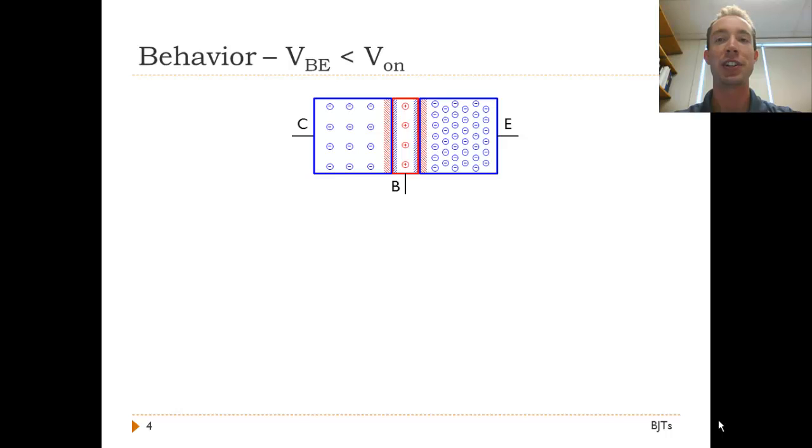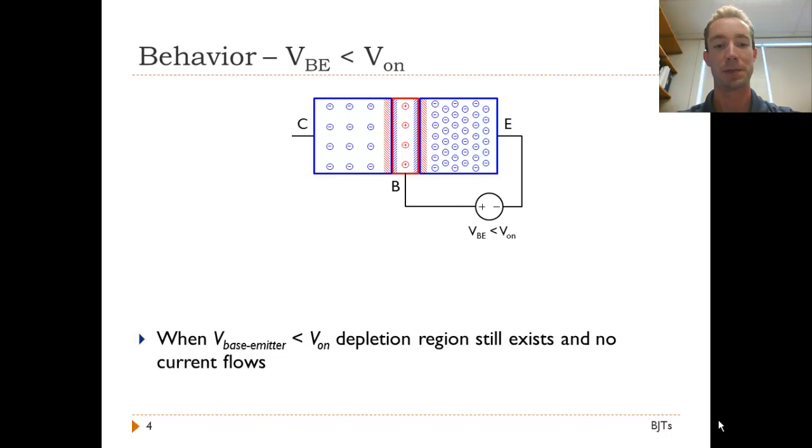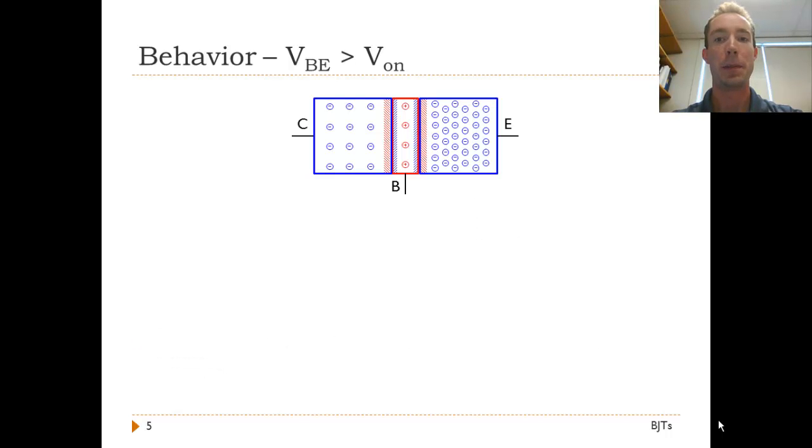If the base emitter junction is left unbiased, or a potential less than the turn-on voltage of the junction is applied between base and emitter, the depletion region still exists, and so no current flows. If we now set the base emitter voltage, or VBE, to be greater than the turn-on potential, then the depletion region between base and emitter disappears.